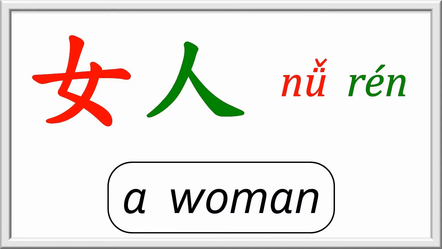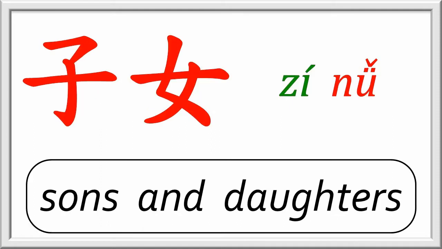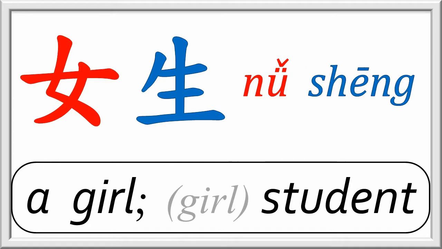This character is pronounced third tone, nu. Again we have the French and German u sound, pronounced e with rounded lips, u. Some easy expressions with this character are woman, 女人, sons and daughters, 子女, and a girl student, or simply a girl, 女生.